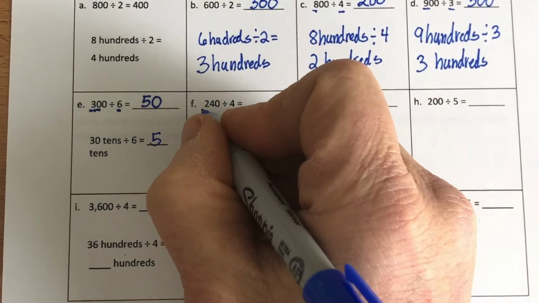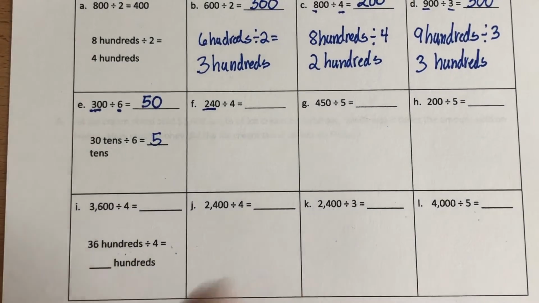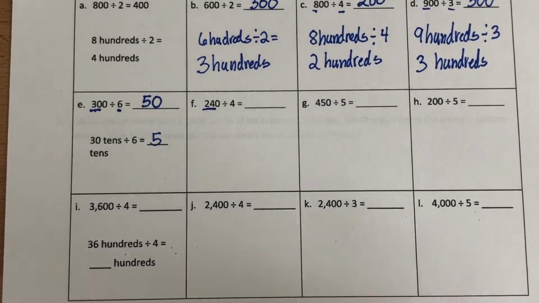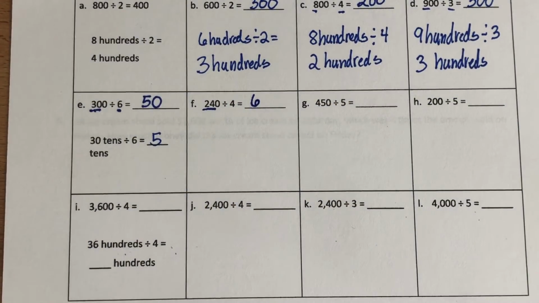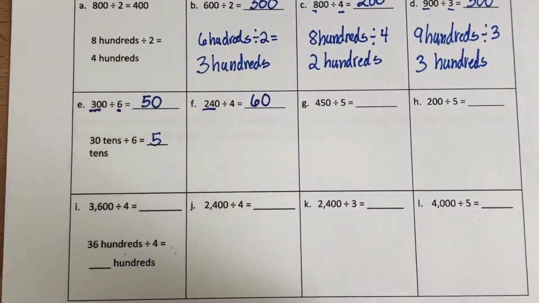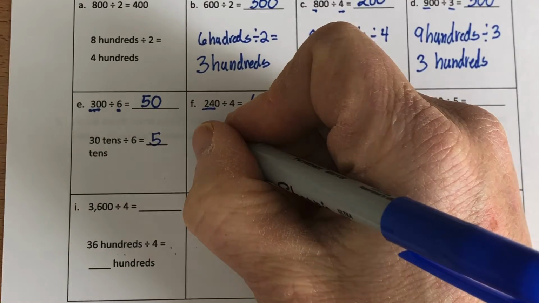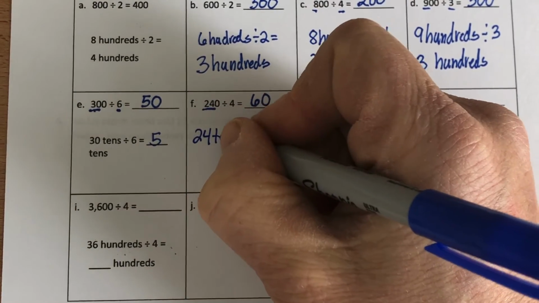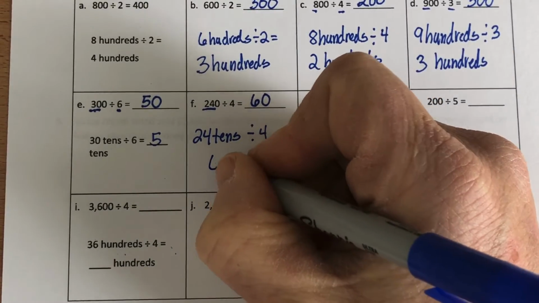So let's just do this. 24 divided by 4. Or what times 4 is 24? The answer is 6. Good. But it's not just 24, it's 240. So my answer here would be 60, right? See, I'm just going to take that 0 and bring it over. That's interesting. So down here, I'm going to write down 24 tens divided by 4 is equal to 6 tens.